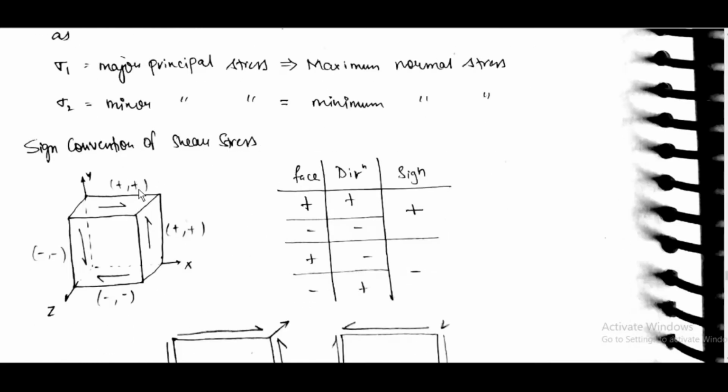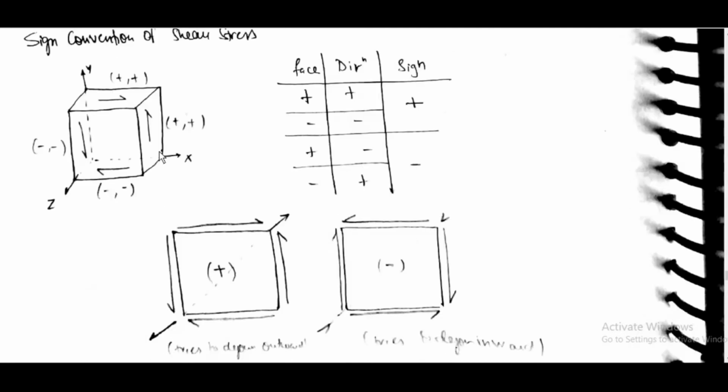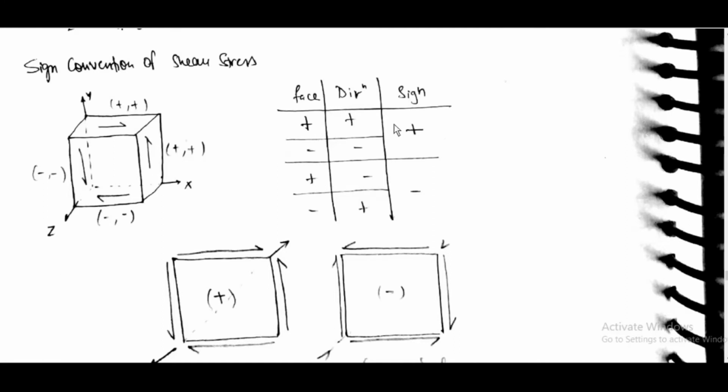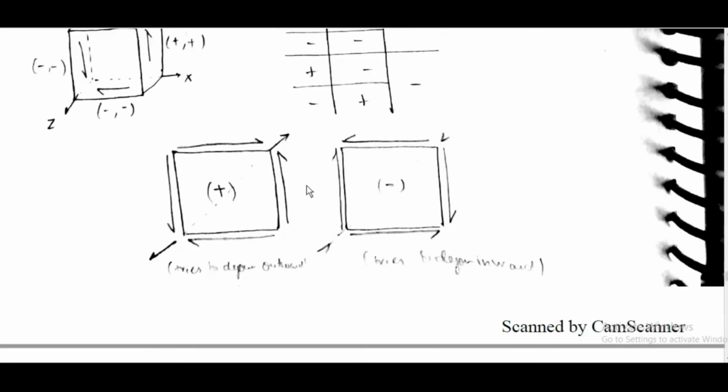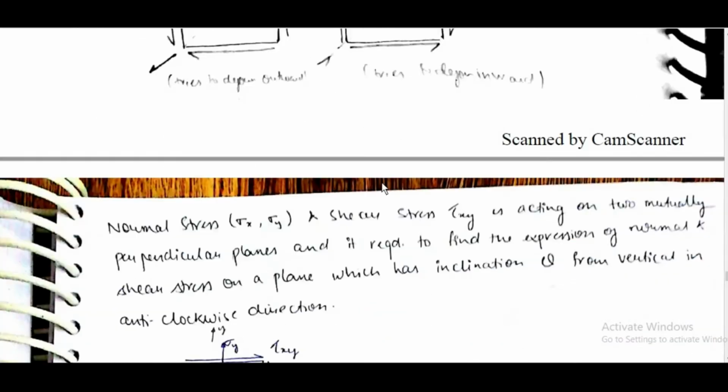Sign convention. If face and direction both are positive, then it is positive. If both are negative also, then it is positive. If one is positive and one is negative, then it is negative. For example, for x, y, here both are positive, here both are positive, but here both are negative, so these are also positive. This is totally positive. And if it tries to pull outward, then it is positive. If it tries to pull inward, then it is negative.